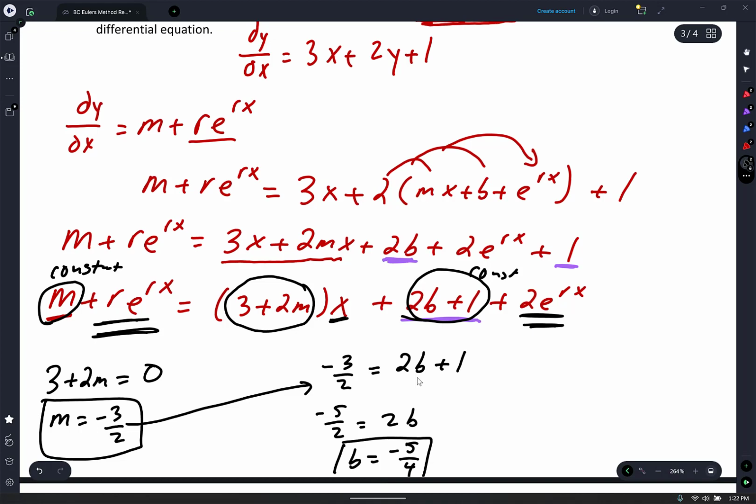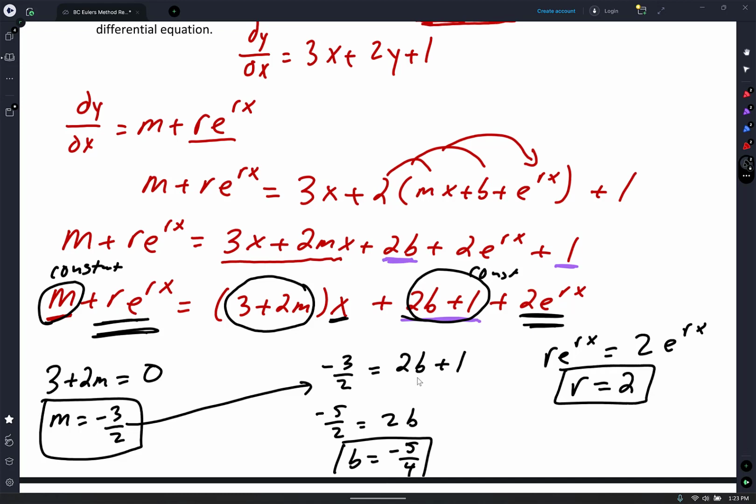Let me know if I made a mistake. Is that what you got also? And then last but not least, I have this 2e to the rx and re to the rx. So if re to the rx equals 2e to the rx, that means r equals what? And there it is. We got r. We got r, we got b, and we got m.